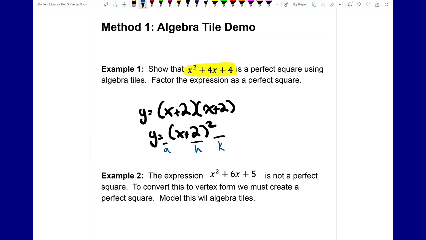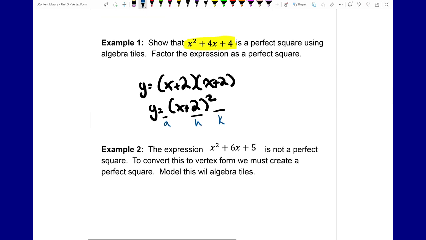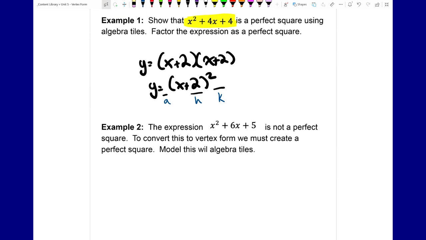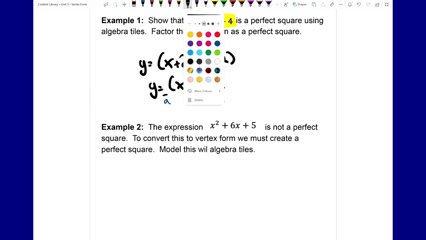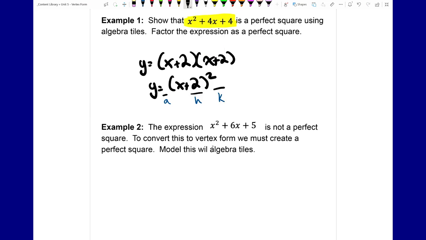Right? Because a perfect square trinomial, or the factored version of a perfect square, is kind of like a vertex form equation. Now, if I look at the next one, x squared plus 6x plus 5 is not a perfect square. So now, how are we going to rewrite, or how are we going to convert this?